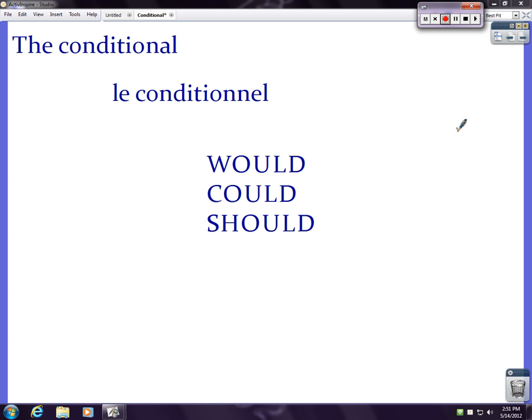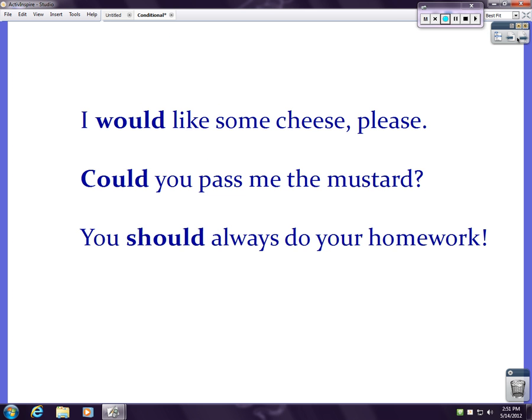Hi French 2, this is your flip chart on the conditional. The conditional is how you say would, could, and should in French. For example, I would like some cheese, please. Could you pass me the mustard? And you should always do your homework.